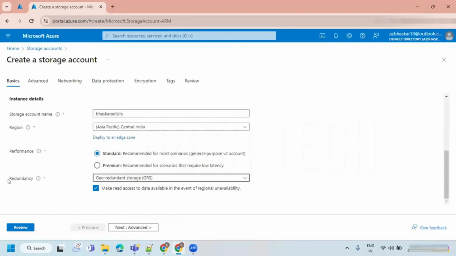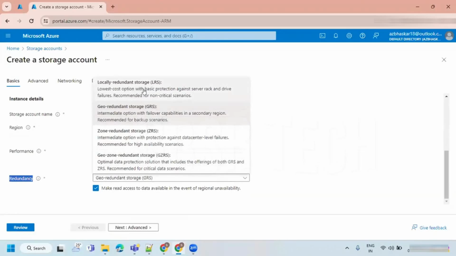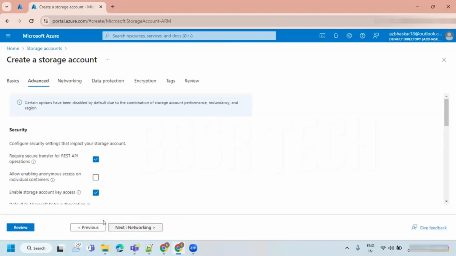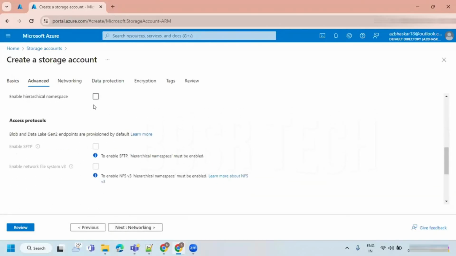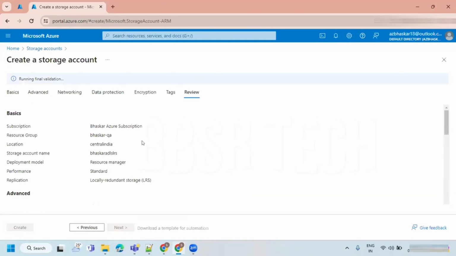So here you can see redundancy. For less workload, less demand on your workloads, you can go for this. It is the lowest cost. Okay, so locally redundant. Let's go to next. And you're going to choose this checkbox to make this ADLS Gen 2. And hit review, and create it.